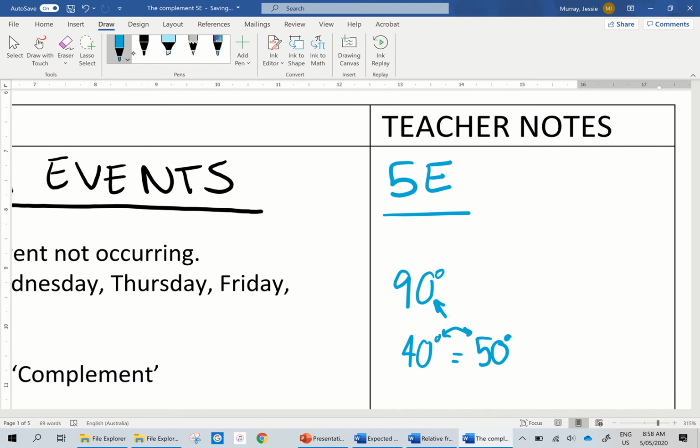So they could say, what's the complement of 30 degrees? And you say, oh, okay, it's 70. Oh, sorry, not 70. It is 60 degrees, because again, they add up to give 90. Complement of 10 is 80. So basically, when you add them together, they would give a 90-degree angle.